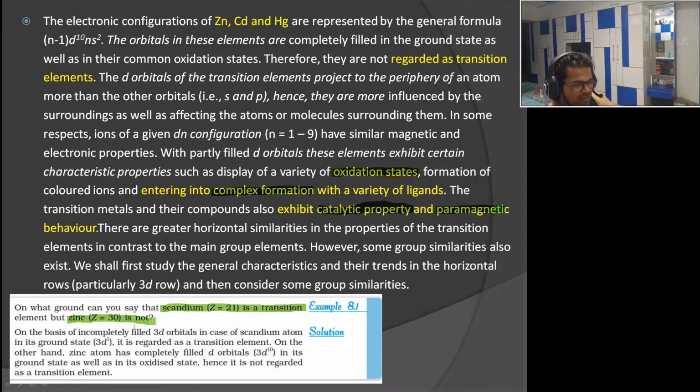That's what it says. Scandium, rightly it's 3d1. That's what you see here. Whereas on the other hand, zinc has completely filled 3d10 in its ground state as well as its oxidized state. Hence it is not considered. Clear? Alright, that's one. That's why I said no. All transition elements are d block elements, but all d block are not transition. Now let's see one by one all the properties.